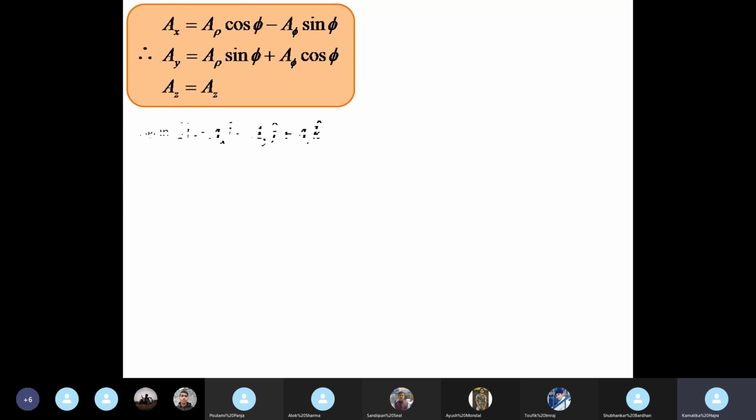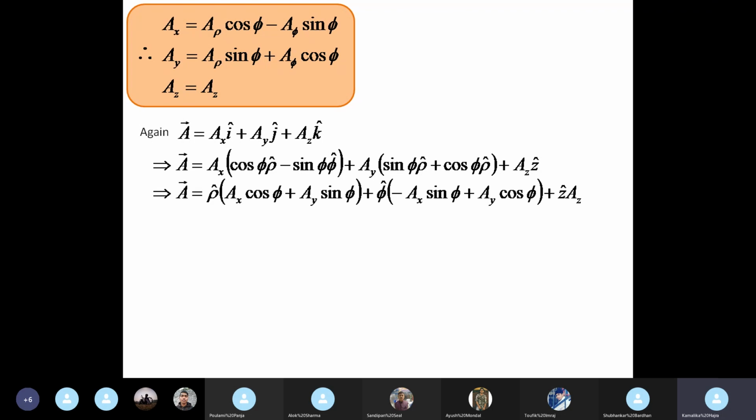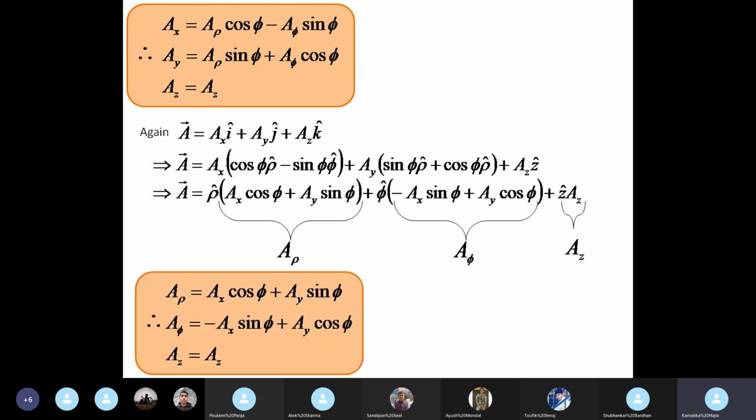Similarly, if you are given the vector in the Cartesian system, write down i, j and k in terms of rho cos phi and rho cap, phi cap, z cap. Gather the coefficient of rho cap, phi cap and z cap, and you get A rho, A phi, A z. This is a very typical problem that you often get in your university paper: transformation from one vector to another. That is, a vector given in one system, you are asked to transform it to another system. All right?